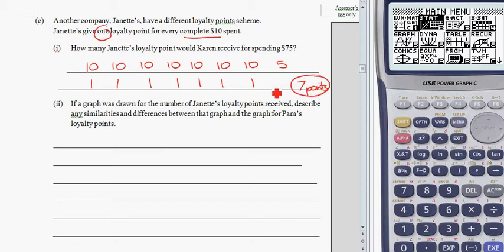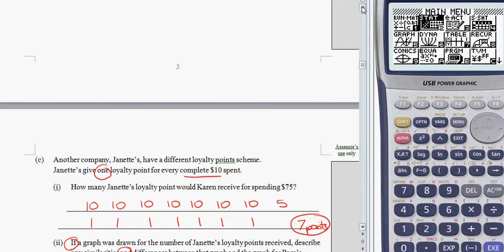Now if a graph were drawn for this one, perhaps back on Pam's one, describe any similarities and differences between the two graphs. Usually when they say if, they're encouraging you to go back and actually draw on top of it. So you might need to go back and have a look at the other graph and think about how you'd draw. This is Jeanette's system on Pam's one.